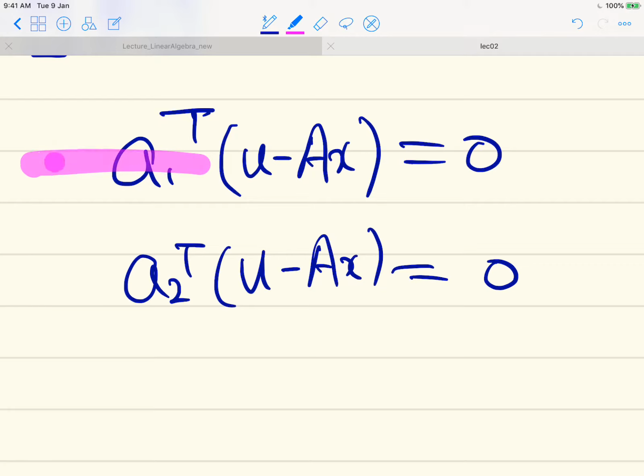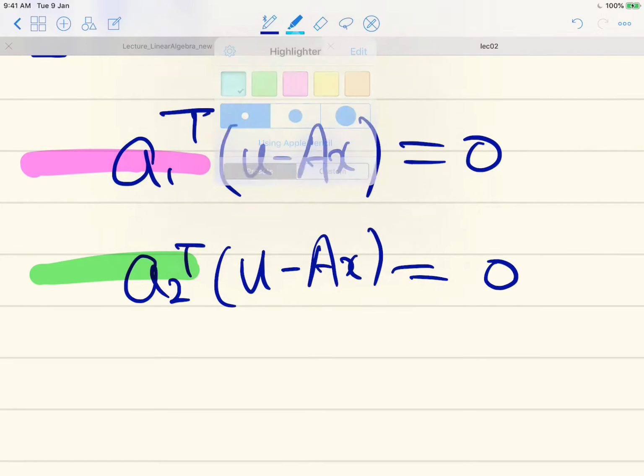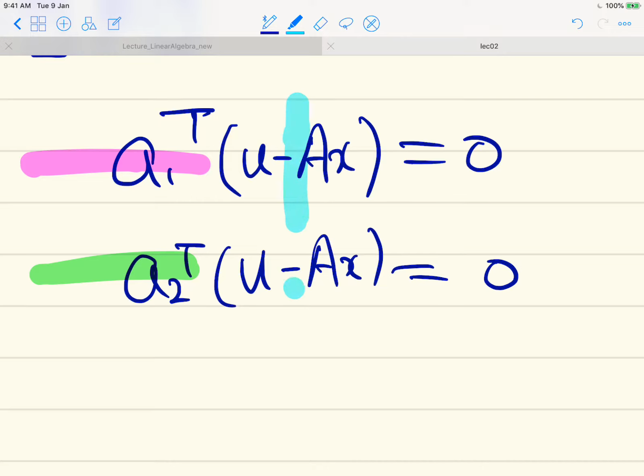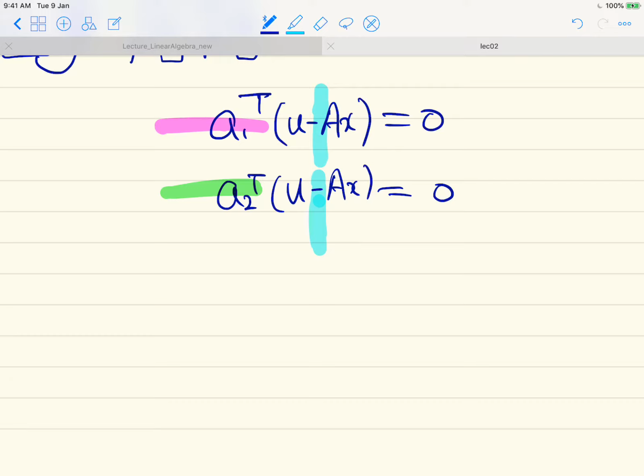So A1 transpose, and we have A2 transpose, and u minus Ax. Even though we don't know x yet, x will be some particular vector that satisfies this orthogonality. So that will be just a common column vector like this, right? And so we have these two equations, and then this one can be represented in this form. So we have a single vector over here.